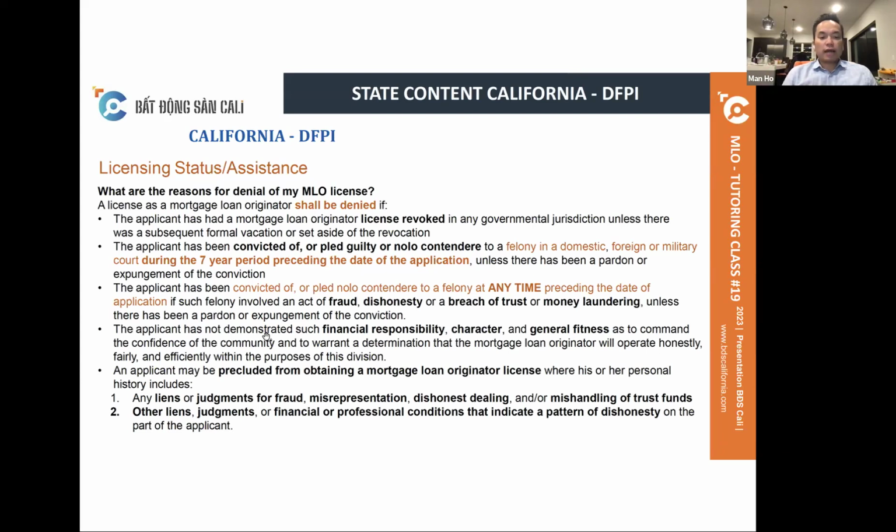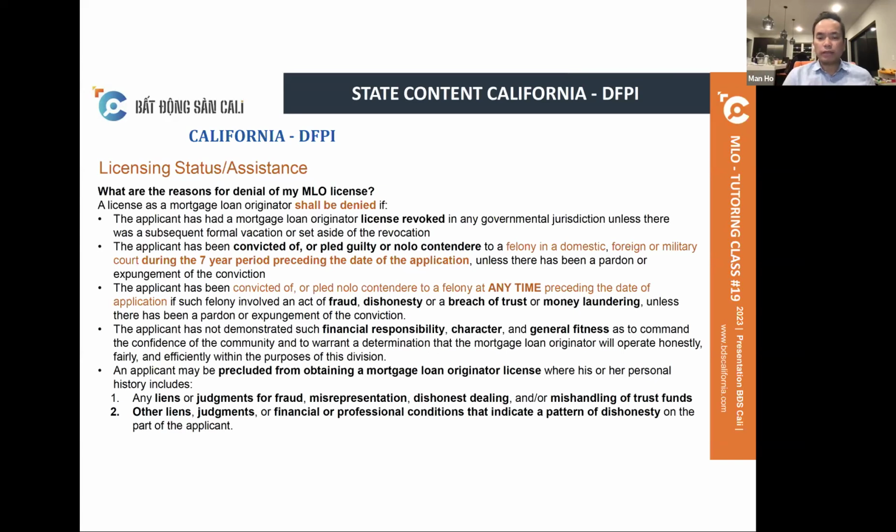The applicant has not demonstrated financial responsibility, character, and general fitness as to command the confidence of the community and to warrant a determination that the mortgage loan originator will operate honestly, fairly, and efficiently within the purpose of this division. So meaning, what happens if you get a bankruptcy, right? What happens if you're scamming? What happens if you're behind, delinquent, and all that? How are you able to help somebody when you run into those kinds of issues, right?